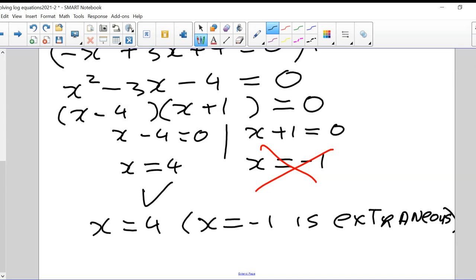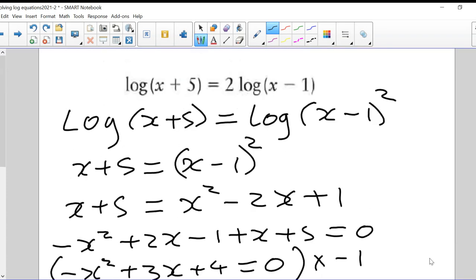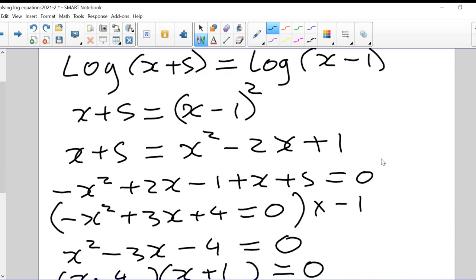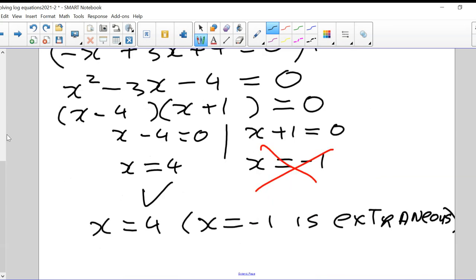If we have some time, I'm going to show them both here on a graph, right? So what I'm saying is I'm going to graph both 2 times the log of x minus 1 and log of x minus 1 squared. You might be surprised at what they look like on a graph. Similar, but not exactly the same.